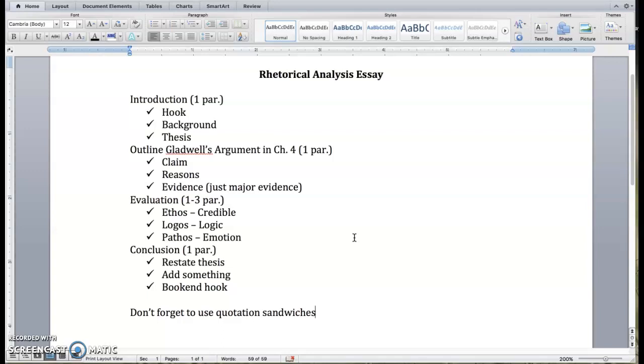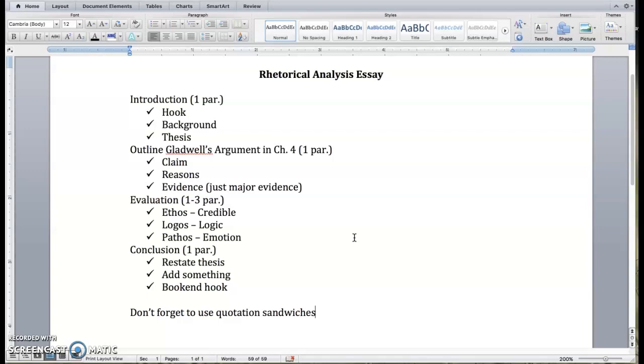So, outlining Gladwell's argument, right? We've been talking about a structure of identifying a claim, identifying the reasons that the author gives to justify their claim, and then the evidence that they use to back up their reasons, right? So, kind of trickling down in a bit of a triangle.